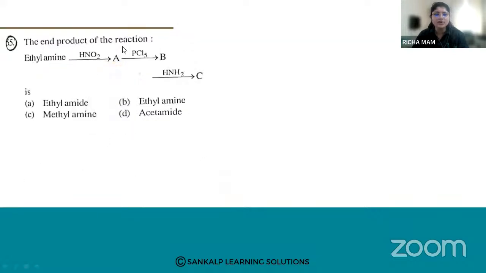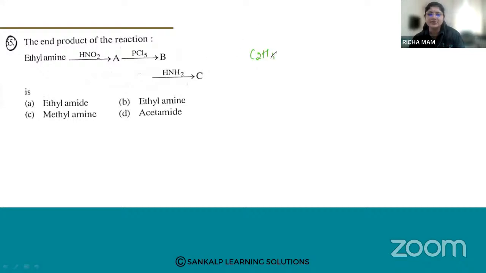What is the end product of the reaction? Ethylamine reacts with HNO2 to give compound A, which further reacts with PCl5 to give compound B, which further reacts with NH3 to give C. What is the end product obtained?